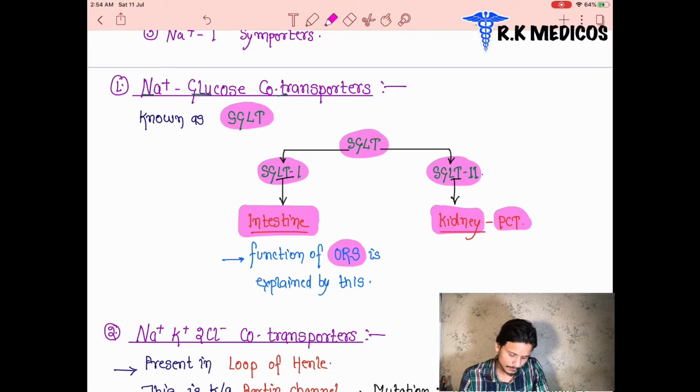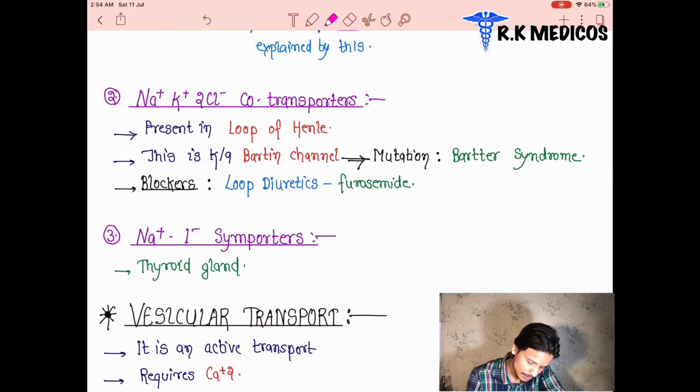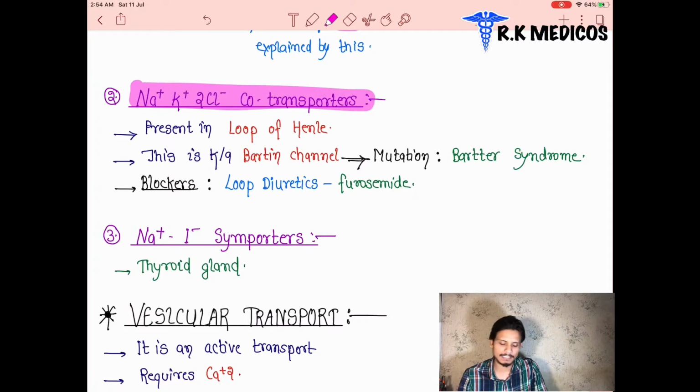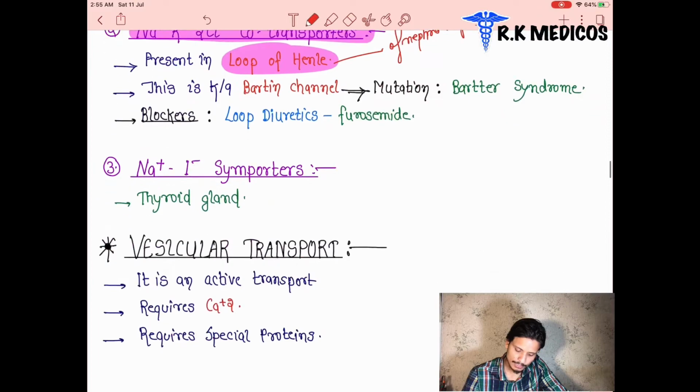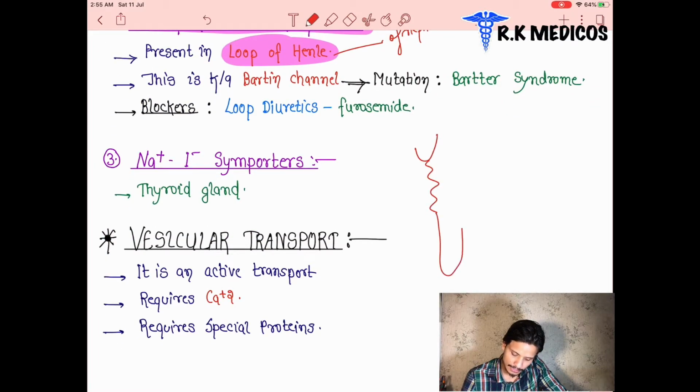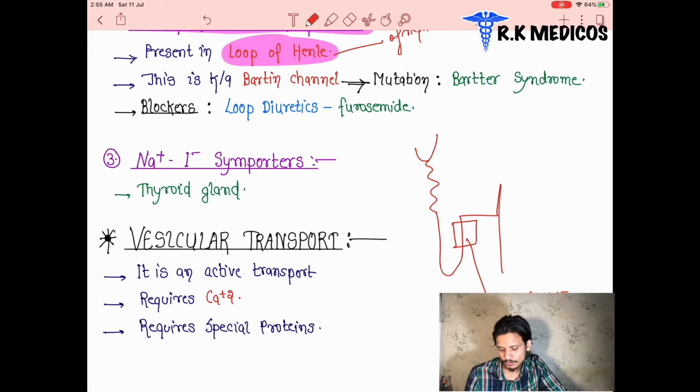Next we can see the sodium potassium 2 chloride co-transporters. They are present in the loop of Henle of our nephron in the kidney, as we saw previously. In this section is present the sodium potassium 2 chloride symporter or co-transporter. This is the channel which is located in the loop of Henle, in the ascending limb or descending limb. They are situated in the loop of Henle in this region.